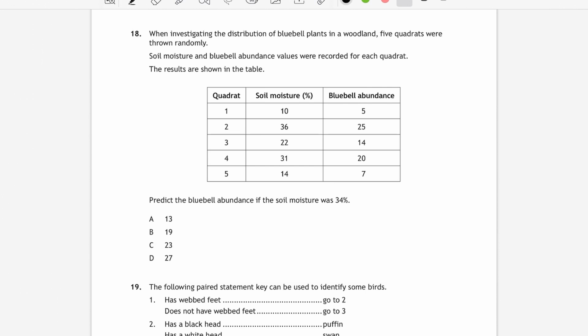Okay, so we've got 5 quadrats. They're thrown randomly, so that's all good. We're looking at soil moisture and bluebell abundance. We're looking at if it was at 34%. So if I look at these results, I've got a soil moisture percentage of 36 here and a soil moisture percentage of 31. That landed at 25 and 20. So I know my result has to be somewhere between 25 and 20. And the only one that lands in there is C, so 18. And that is the correct answer.